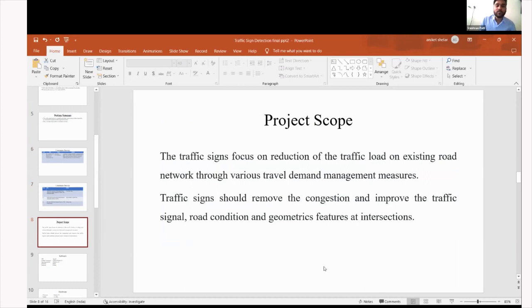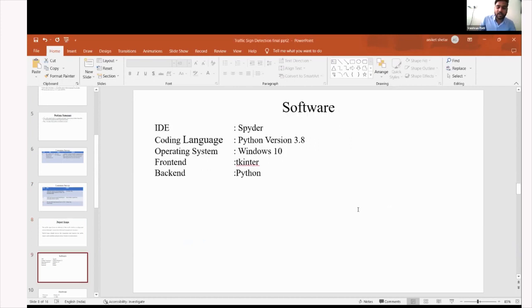In project scope, the traffic sign focuses on reduction of the traffic load on the existing road network through various travel demand management measures. Traffic sign should remove the congestion and improve the traffic signal, road condition, and geometric features at intersections. I would like to request Aniket Shelar to proceed next.